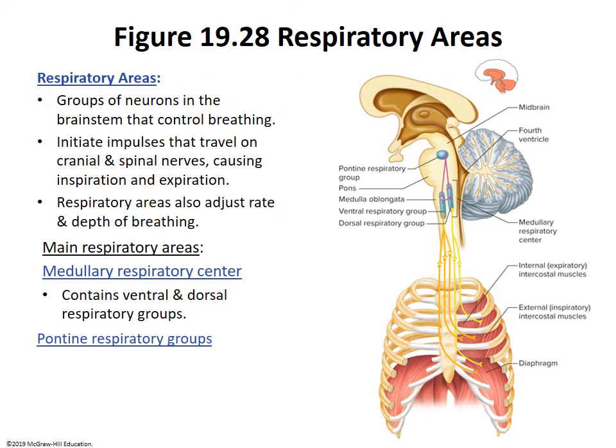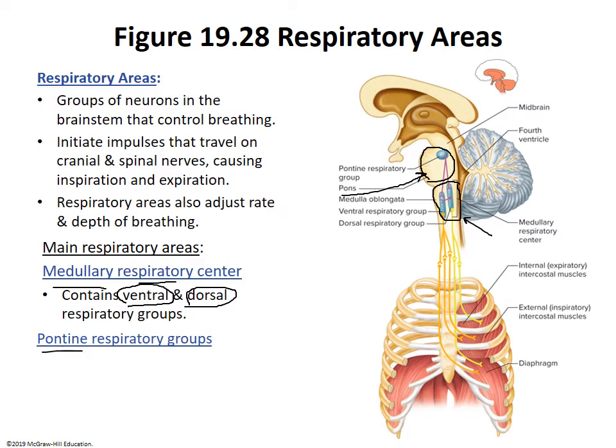Now this area is new. Again, this is new research that they've changed this, but there are 3 specific areas that you'll need to know, and they're going to be found in 2 general areas. The first one is going to be the medulla oblongata down here. All right, so right at the base of the brainstem, you have this medulla oblongata, and it has what is called the medullary respiratory center. And it's going to contain 2 groups, one up front called the ventral group and one in the back called the dorsal group. And then you're going to have a group that's in the pons here, and that is called the pontine group.